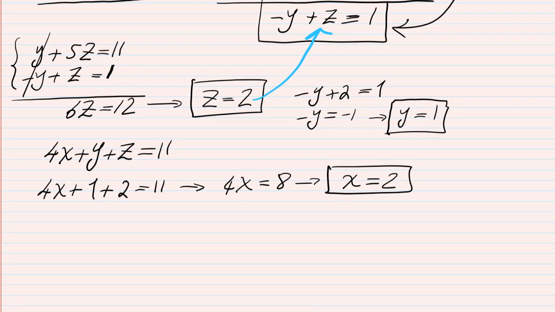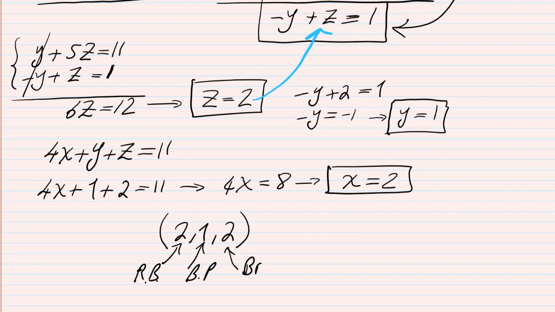The solution to the system is the ordered triple 2, 1, 2. So that's how many servings of roast beef. This was baked potato, and this one was everyone's favorite, broccoli. Okay, and with that, now we are done with this section.